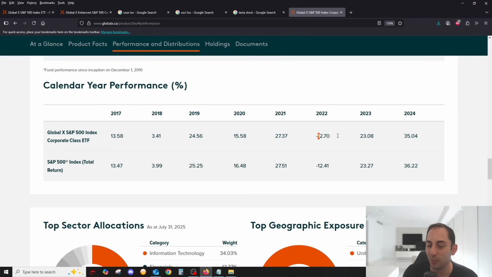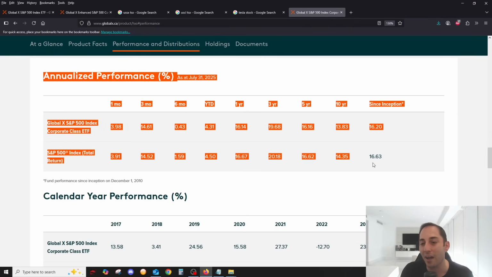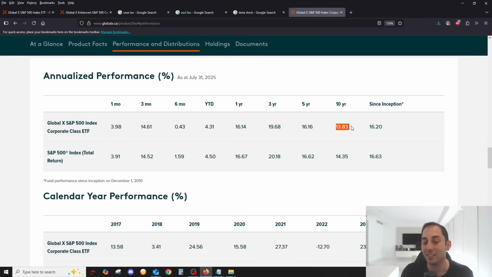So some years, for example, 2022 wasn't that great, so you might see a negative. Then the next year is much better, et cetera. So this is by calendar year, but this is really the average. This is the average per year. So for example, in the last 10 years, as of this date right here, this ETF has given you an average total return of 13.83% annualized. So that is your average total return per year in the last 10 years.